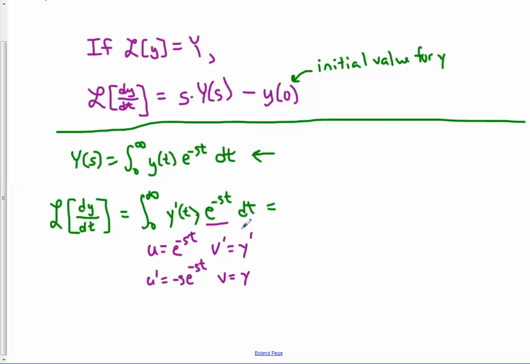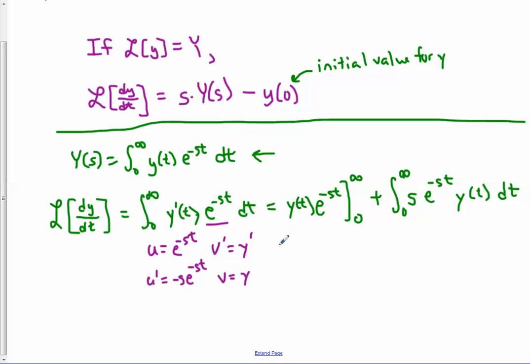Okay, so if you recall, the integration by parts format says that what you get is u times v, so y of t times e to the minus st, and then that's ready for getting evaluated from 0 to infinity, minus the integral from 0 to infinity of u prime v. Now u prime has a minus, so I'll just change that sign: s e to the minus st times y of t dt.